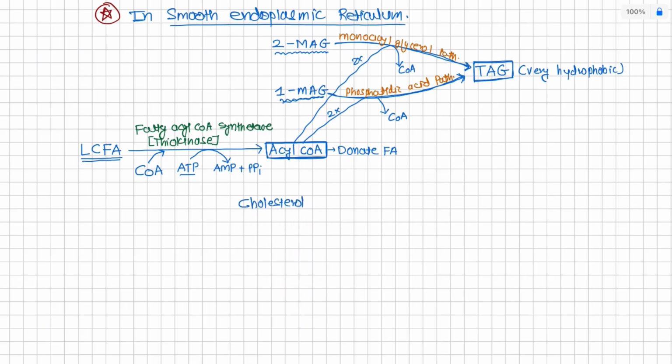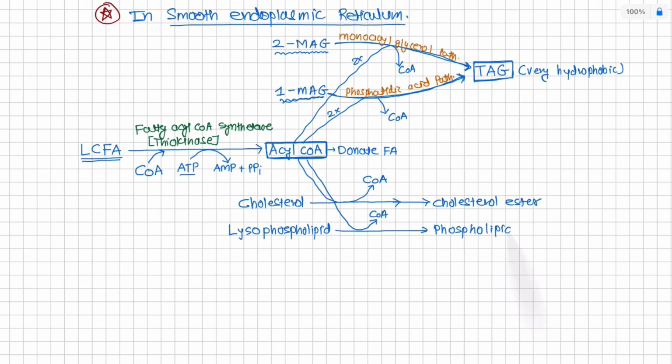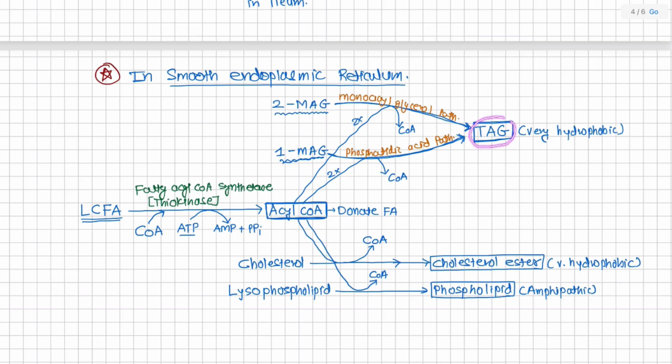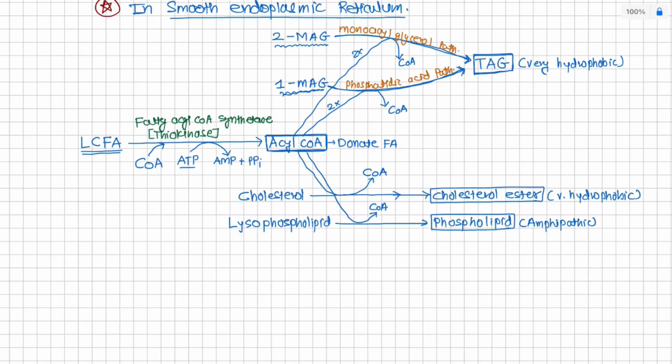Next, cholesterol is reconverted to cholesterol ester by receiving a fatty acid from acyl coenzyme A with release of coenzyme A. And similarly, lysophospholipid receives a fatty acid and becomes the phospholipid again. Cholesterol ester is also very hydrophobic, while phospholipid is amphipathic. So notice the pattern. In the intestinal lumen, complex lipids were broken down to simpler forms for absorption. Once they are absorbed and inside the intestinal cells, they are reassembled back to their original complex form. So the breakdown was just to get them into the cell.